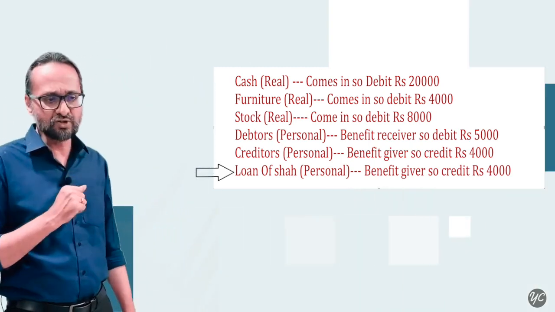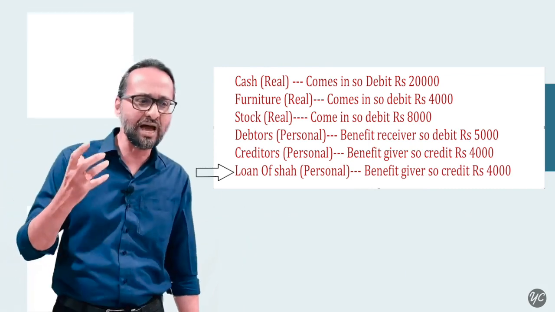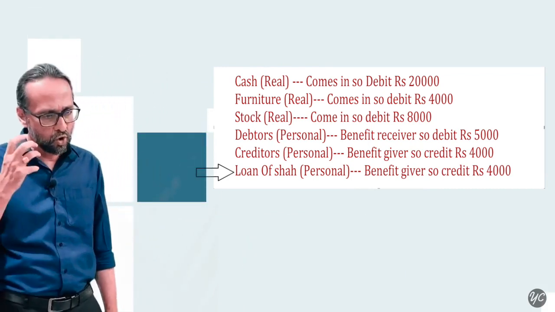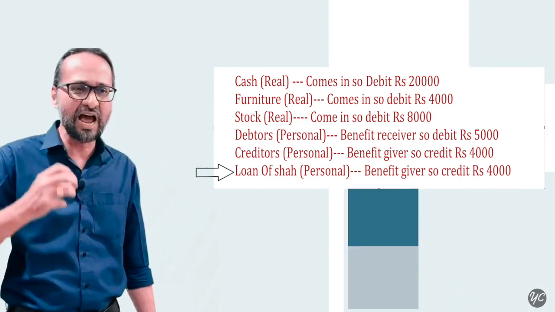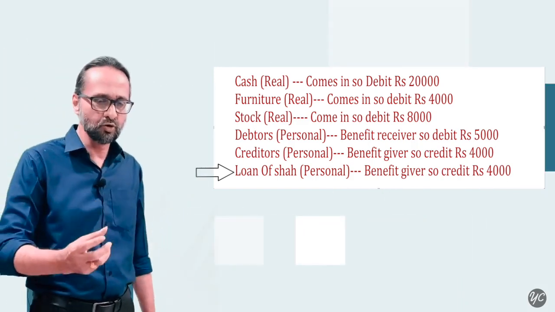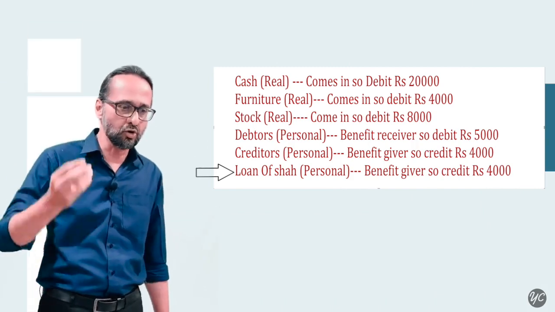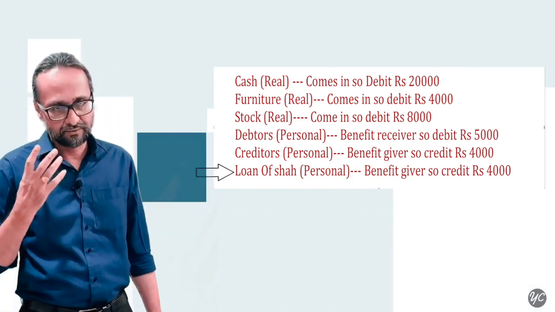Now what about the loan of Mr. Shah? Loan of Shah, again Shah is a living person. So the loan of Shah is a personal account, and Mr. Shah is giving a loan to the business. So Mr. Shah is the benefit giver, so his account is also credited.